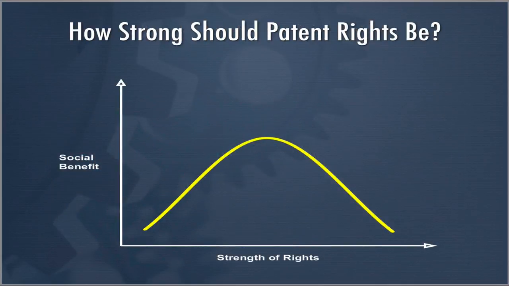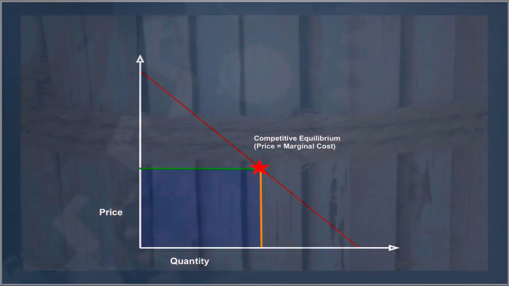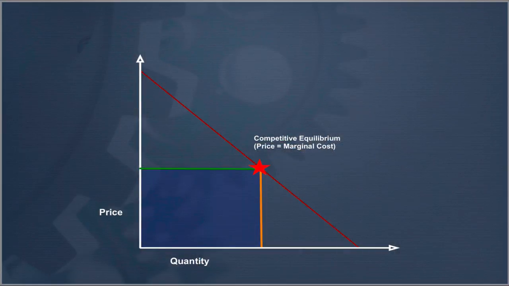Another important question, really, is how strong should your patent rights be? One of the things to understand is that the patent system is all about trade-offs, and we'll talk about what those trade-offs mean in a moment. We can talk about them now. This is your basic economic demand curve. You've probably seen this a lot.